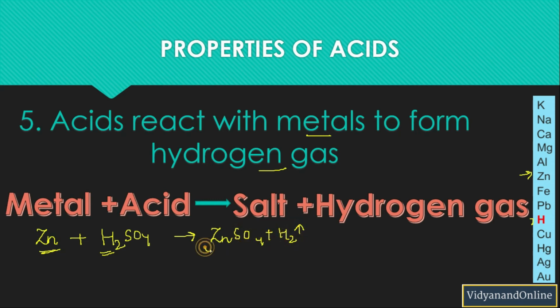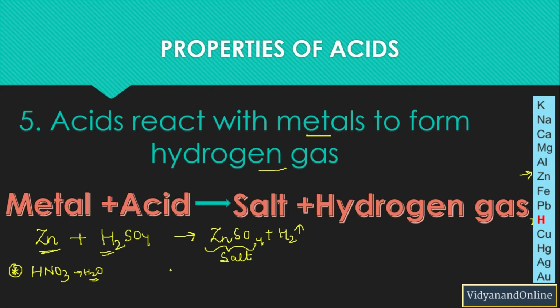Now this zinc sulfate is a salt. We will discuss more about salts in a later section. Here are two things which I need to tell you. Number one, not all acids react with metals to form salt and hydrogen gas. For example, nitric acid doesn't give you hydrogen gas as a product because nitric acid is a strong oxidizing agent. Therefore, as soon as the hydrogen is formed, it gets oxidized to water.